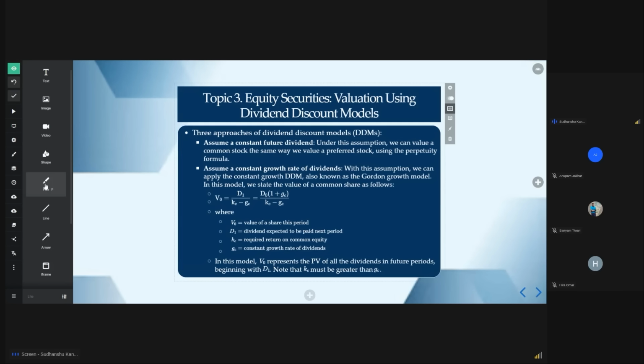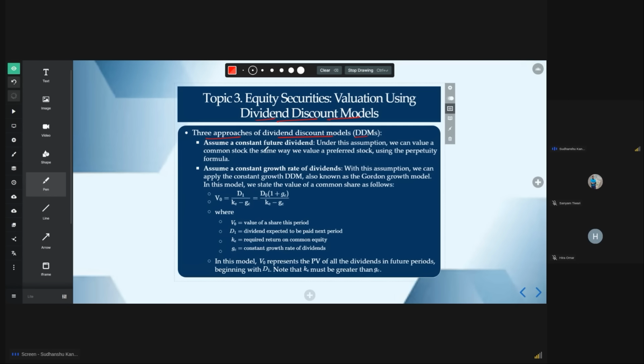Now there is a valuation using your dividend discount model. The name itself gives you an idea. Dividend discount. Basically, earlier you had discounted cash flow. Now it is dividend discount. Basically, you are discounting the dividend. So again, there are three approaches of dividend discount model, DDMs. One assumes a constant future dividend.